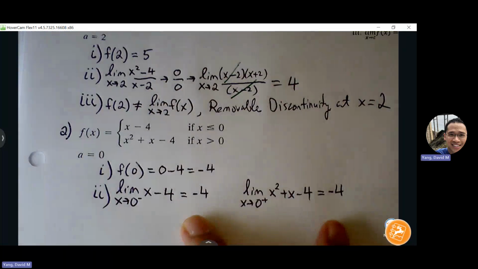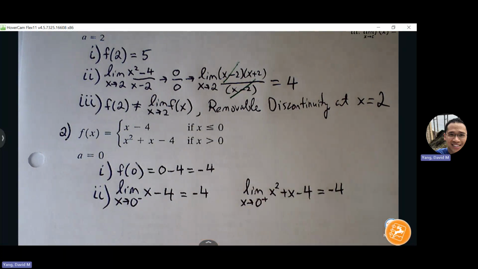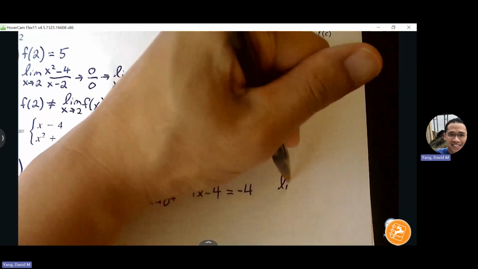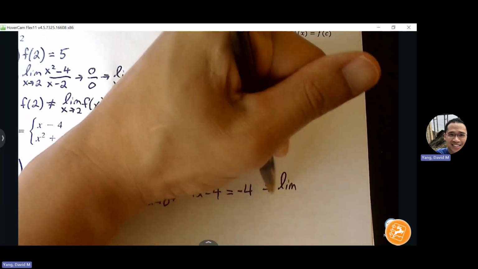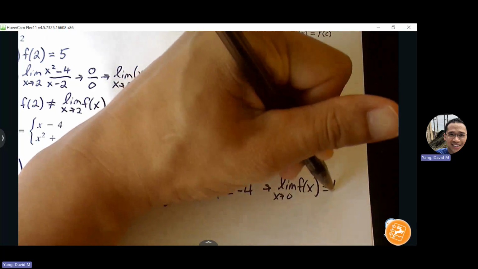So does the limit exist? Yes, because the left side is approaching negative 4. The other side is approaching negative 4. So we have to make a conclusion here. We have to say that the full limit exists. So we'll say the limit as x approaches 0 of f of x is equal to negative 4.